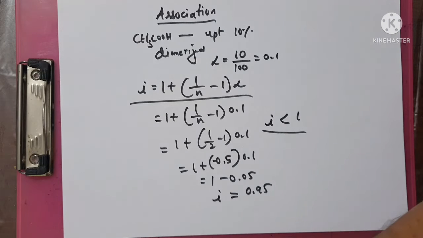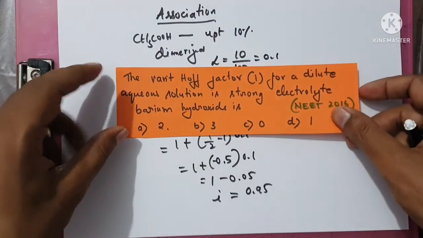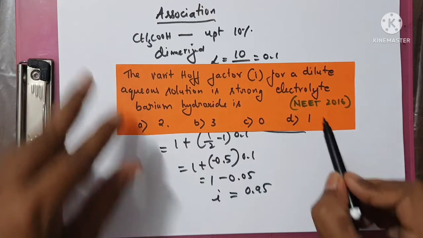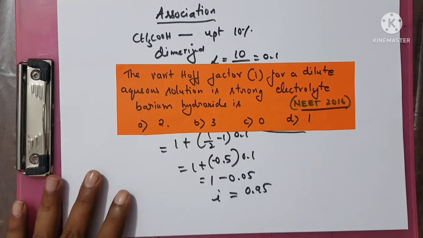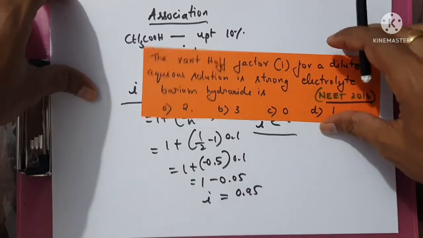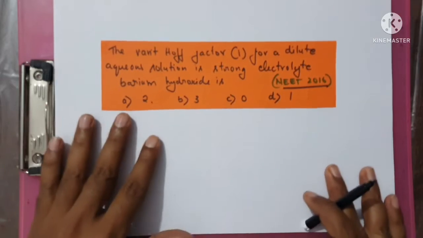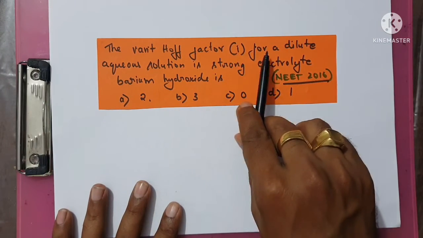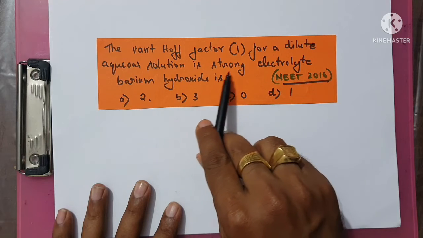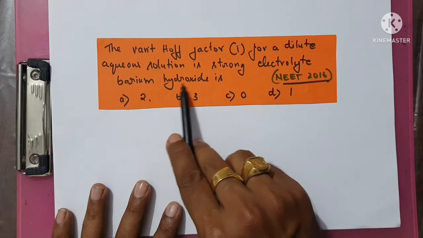I'll just show you the first one, that is a best question, an easy question that was asked in NEET 2016. I am sure you all will solve this. Let me just show you how to solve this question. What is the question? The Van't Hoff factor i for a dilute aqueous solution of the strong electrolyte barium hydroxide is.